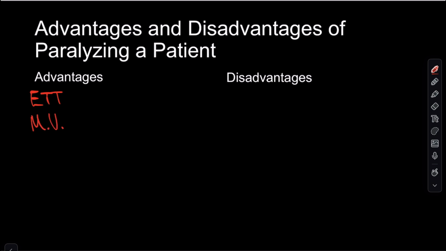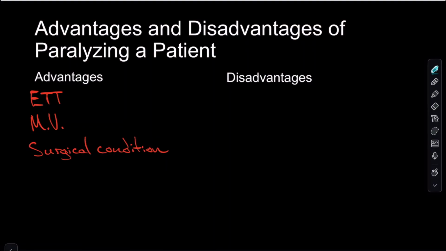So your body isn't trying to breathe on top of the machine that's ventilating the body. And then it optimizes surgical conditions by forcing the patient to be paralyzed to hold still so that the surgeon can operate better.